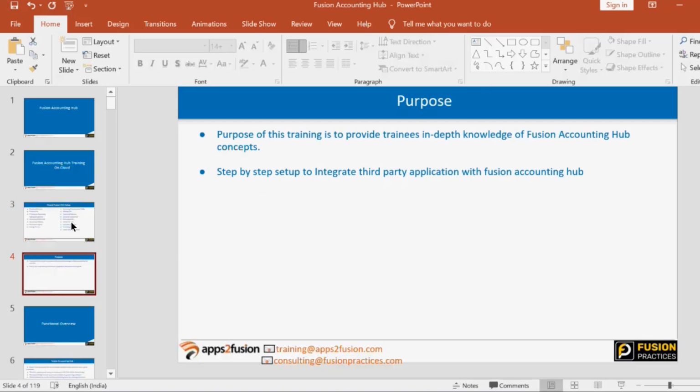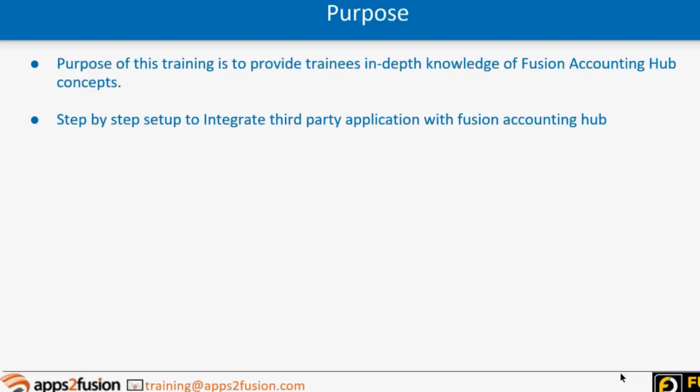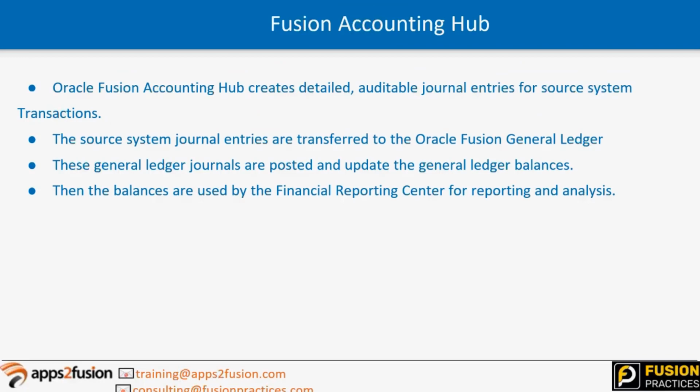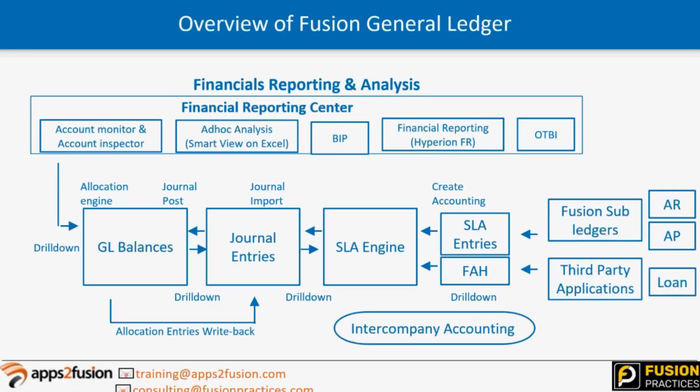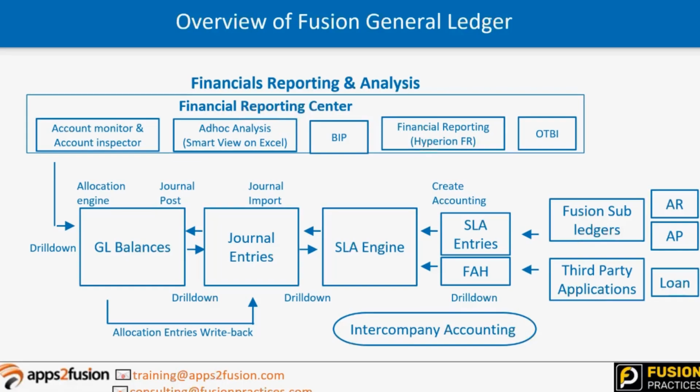Okay. So the purpose, obviously, is to understand in depth the Fusion Accounting Hub. Let me just do a full screen. My screen is visible. Okay, so Fusion Accounting Hub helps you create detailed, auditable journal entries from your source transactions. Till now we have discussed the complete flow of FAH, from internal subledger accounting to GL through the subledger accounting engine, going through the GL balances, to the financial reporting center into your Essbase cube and drilling down back from that reporting platform.